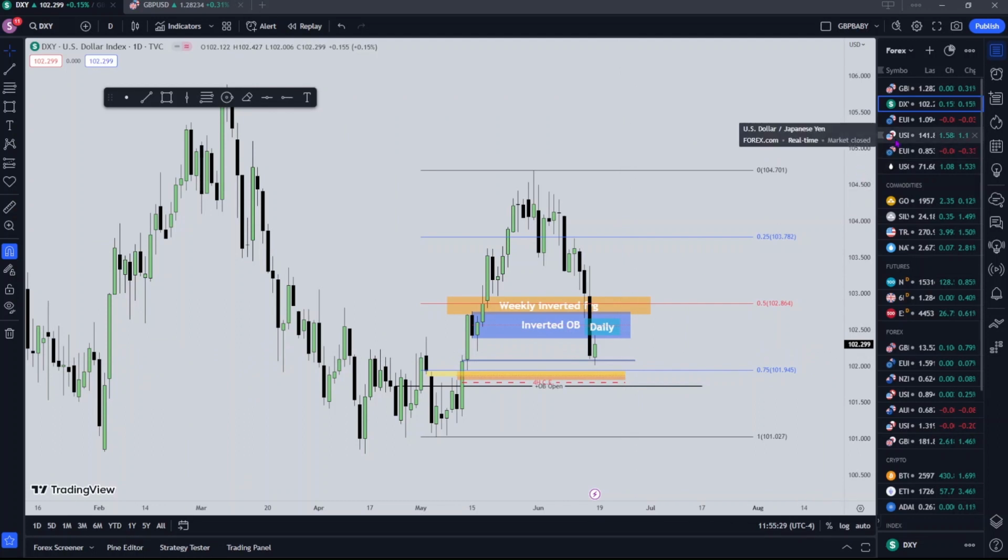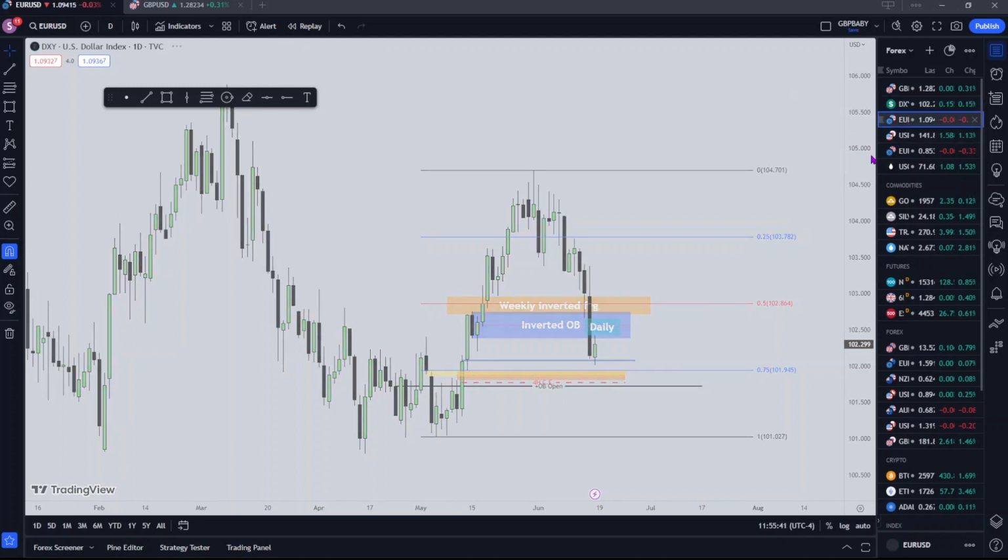Monday, I don't trade Mondays. After Monday, we'll have a much clearer idea of what price wants to do. And yeah, that's everything. This has been GBP, baby.